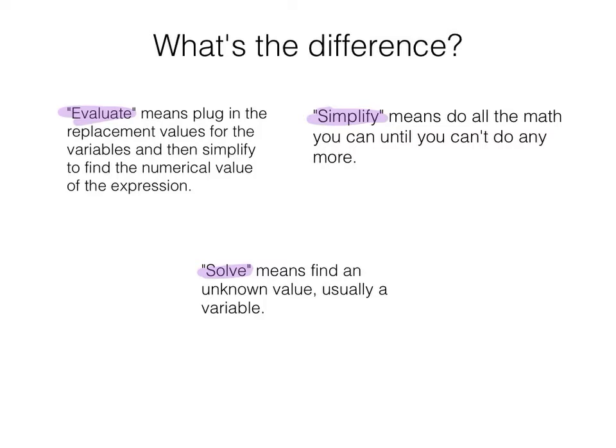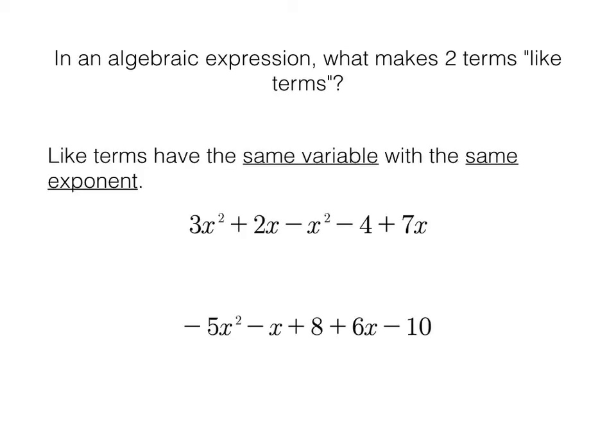So, in an algebraic expression, we have different terms, and some of them are like terms and some are not. So the question I have for you here is, what makes two terms like terms? Stop and think about it for just a minute before you continue. But I hope what you said was that like terms have the same variable with the same exponent. It's got to be the same variable raised to the same exponent.